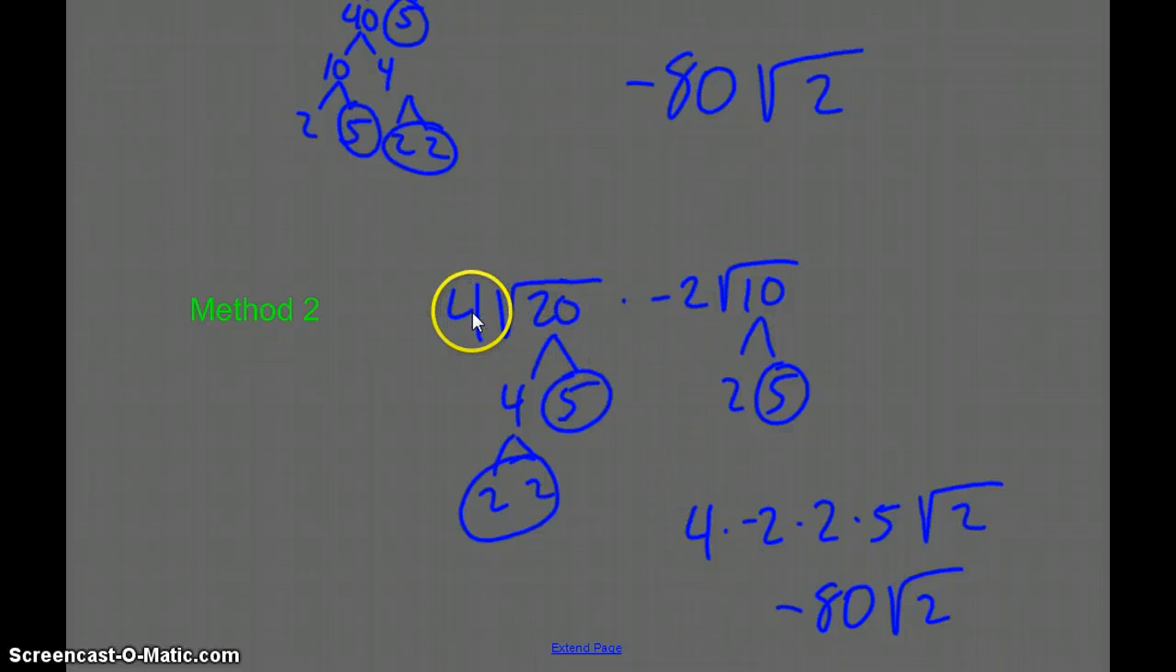And then I simply multiply the outsides together, 4 times negative 2 times 2 times 5, and the lonely 2 is still on the inside. So you can do this either way. You can multiply first, then simplify, or you can simplify first, then multiply. So that's it for multiplication. Very straightforward. Outside times outside, inside times inside, and make sure your answers are simplified.